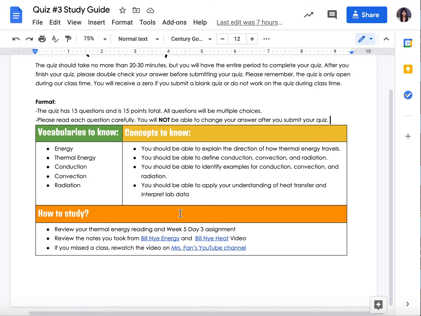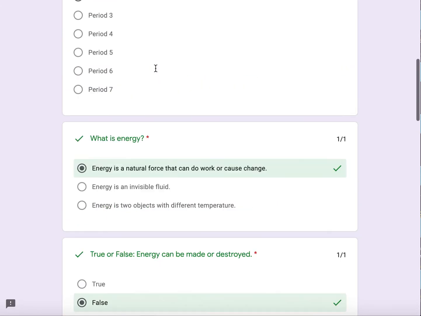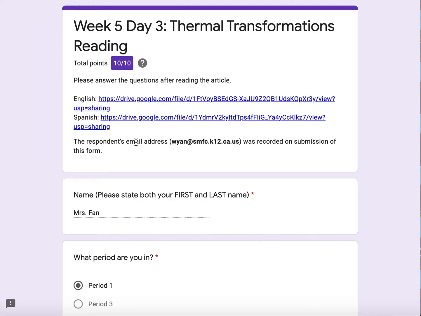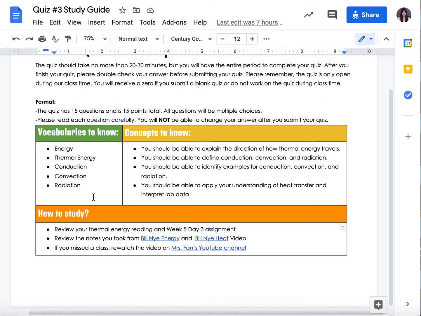Now here are some tips on how to study. Review your thermal energy reading and week 5 day 3 assignments. So right here, the reading that we have and this assignment will be helpful to review. Review your notes, the notes that you took in the Bill Nye energy video from the week 4 assignment, and also the Bill Nye heat video that you will be taking notes on later today. If you miss any of the class, you can always rewatch the video on my YouTube channel as well.